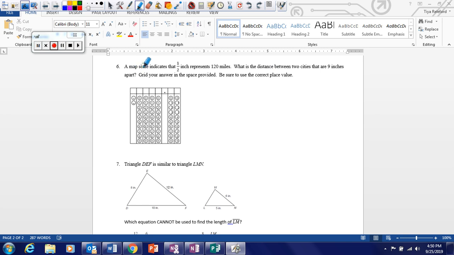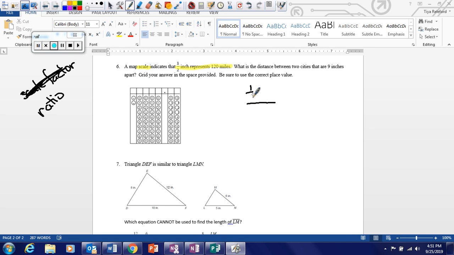So a scale, that's where your brain says, bing. Does it say scale factor? Or does it give me a ratio? I don't see the word scale factor. We're going to have to use the ratio. So the ratio they give us is 1/2 inch equals 120 miles.